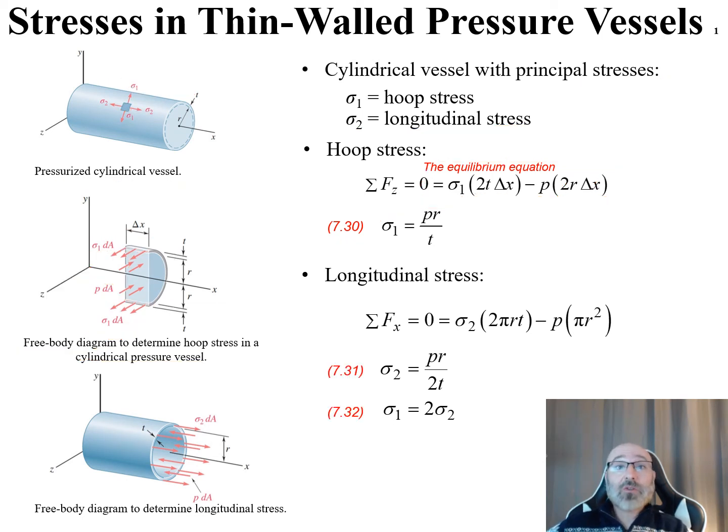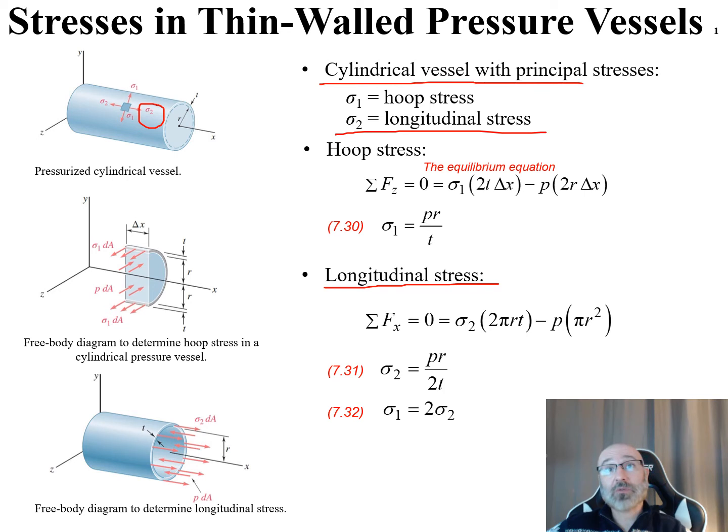So now let's take a look at our longitudinal stress. If we go back to our diagram up above here, we can see now we're dealing with our sigma 2 right there, which was our longitudinal stress for our cylindrical vessel with principal stresses. So we can come down and draw our free body diagram to determine our longitudinal stress. We draw this out and we can see we have one force here acting in our x direction of a sigma 2 dA and another force here of our p dA acting in that x direction as well. We see this distance out here. This is our radius r right there.